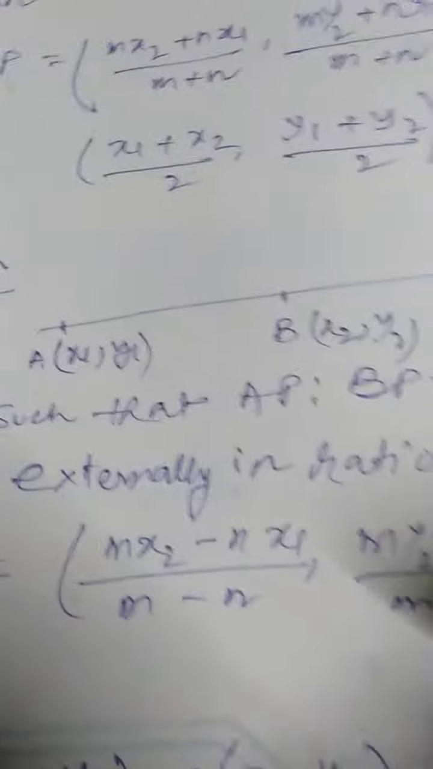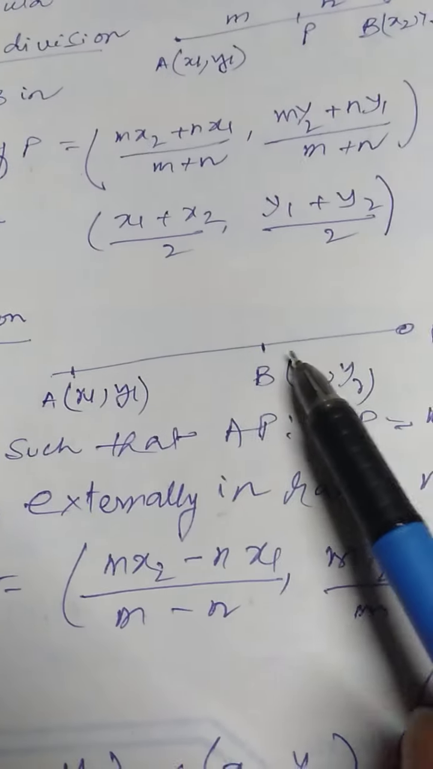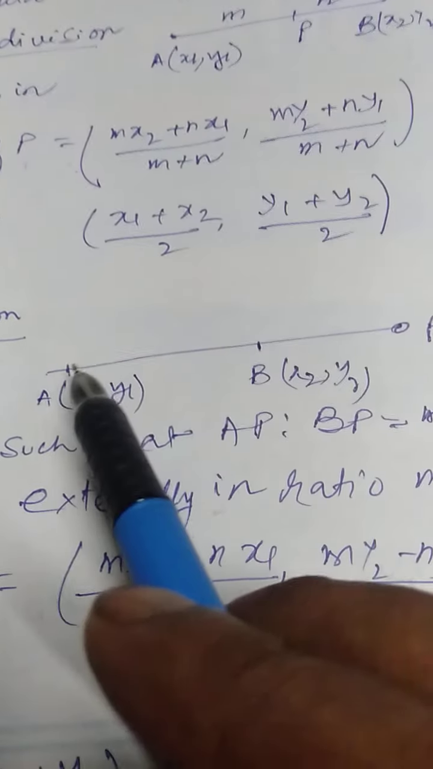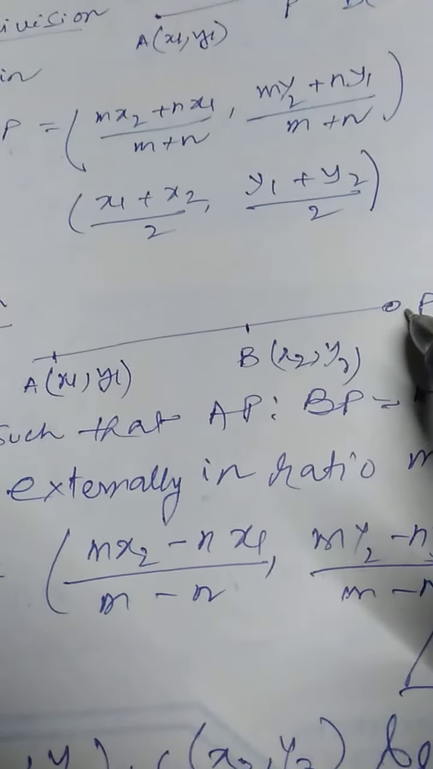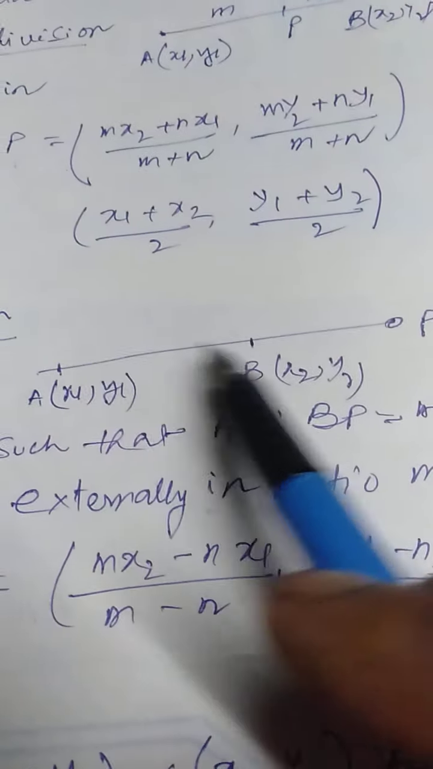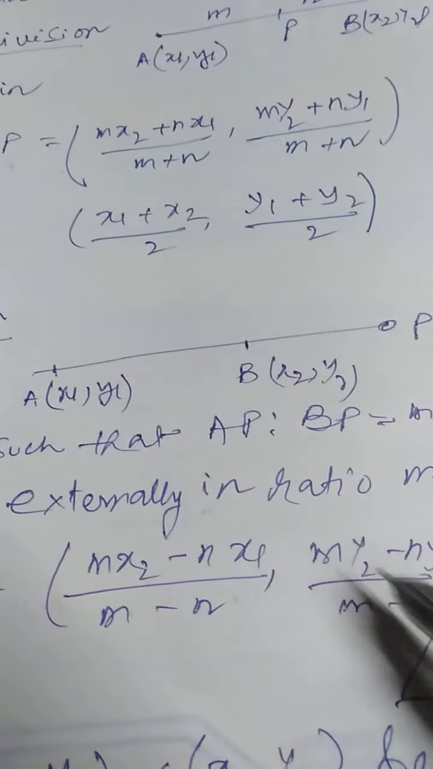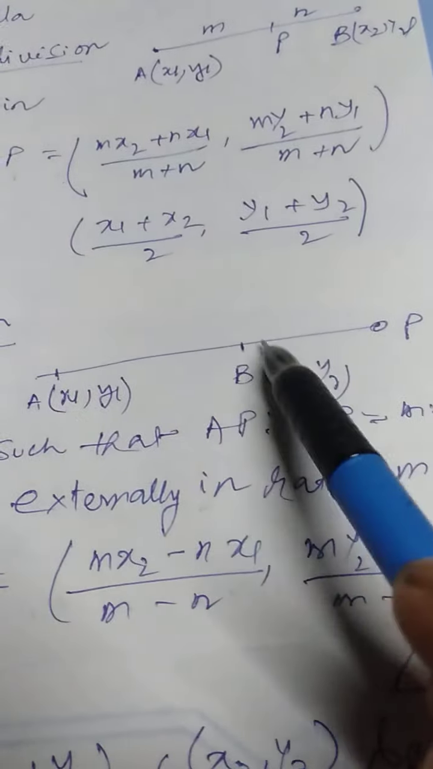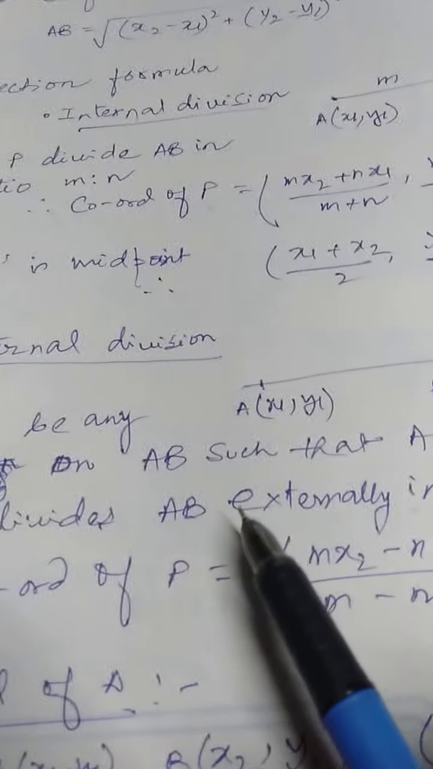Now external division. Let us try to understand, because this is something new. What is the meaning of external division? A and B are 2 points, and we have extended the line AB to a point P. P is a point lying on the line BA produced, such that AP by PB is equal to m is to n. Then we will say that P divides AB externally in the ratio m is to n.